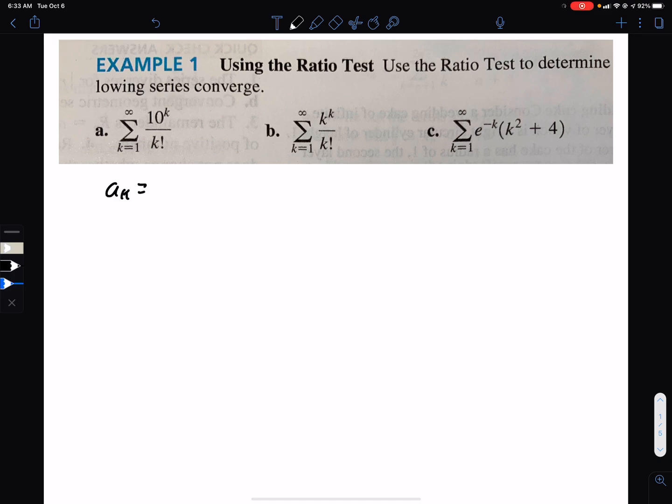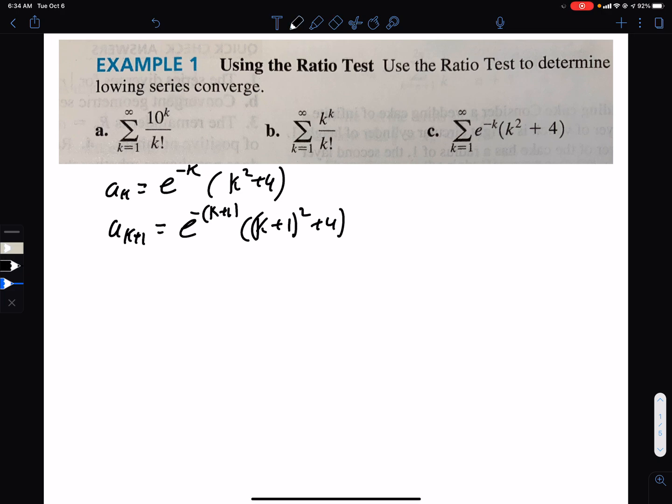Okay, our a sub k would be e to the minus k times k squared plus 4. So our a sub k plus 1, replace all the k's with k plus 1. Whoopsies. There we go. And so r will be the limit as k goes to infinity of this one all over this one.